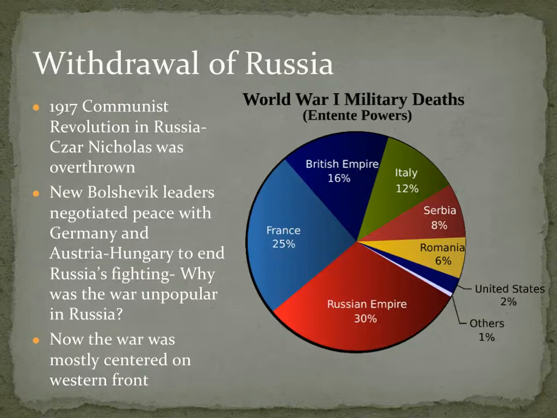From this point on, the war was focused then on the Western Front. And this chart just shows you the deaths of the Entente powers or the Allies, and you can see that Russia by far has the most deaths. And so that led to the war being very unpopular. Once they had the communist revolution, Russia pulled out, and now the war is centered mostly on the Western Front.